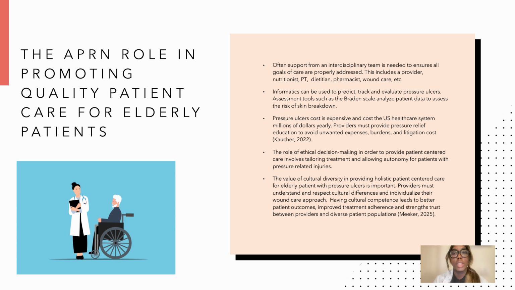Pressure ulcers can be very expensive. It costs the U.S. healthcare system millions of dollars yearly. Providers must ensure that they are educating patients to avoid unwanted expenses, burdens, and litigation costs. The role of ethical decision making in order to provide patient-centered care involves tailoring patients' treatments and allowing autonomy for patients with pressure related injury. And then lastly, it is important to make sure that we have cultural competence. This leads to better patient outcomes, improved treatment adherence, and it strengthens the trust between patients and diverse populations.